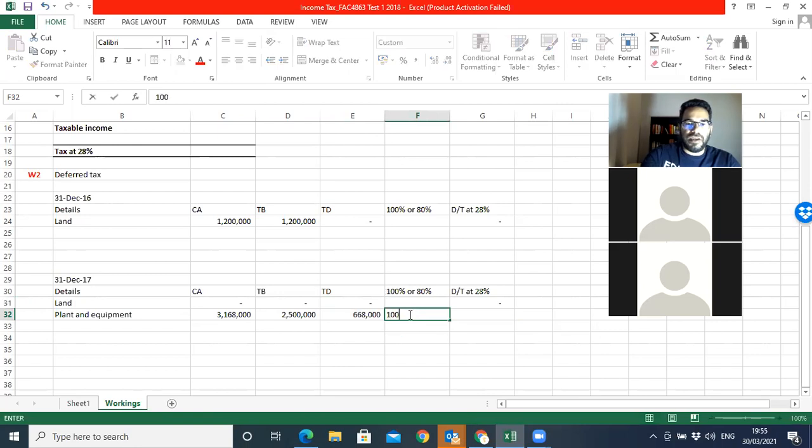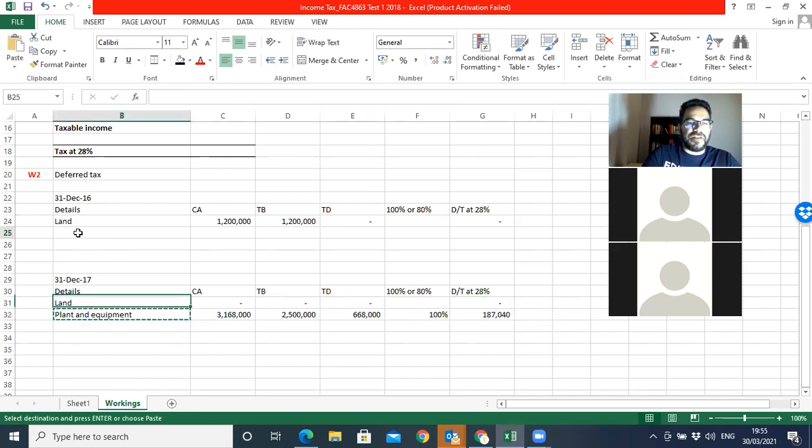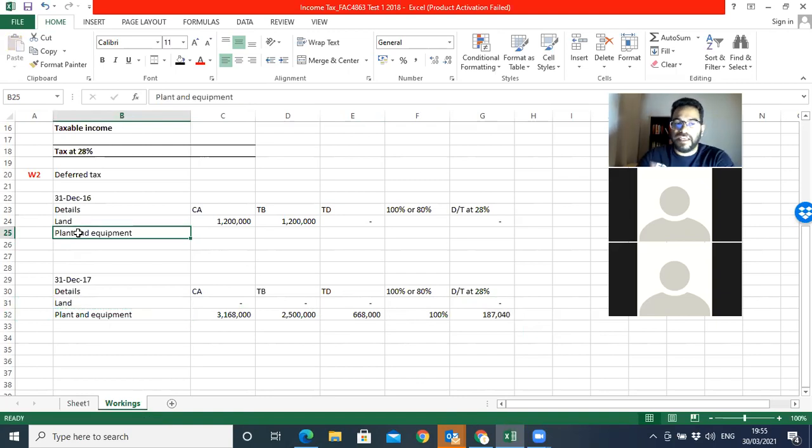For plant and equipment, it's going to be based on 100%, because only a capital asset is based on 80%. So everything will be 100% other than a capital asset. Therefore, my deferred tax on this line item would be 187,040. Now that's dealing with 2017. So the question is, what is 2016? They never gave us 2016's amount specifically as they gave us 2017, but we are able to calculate 2016's amount.